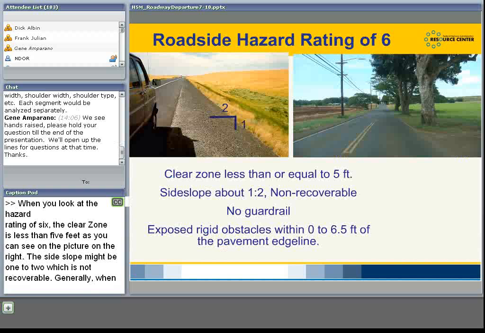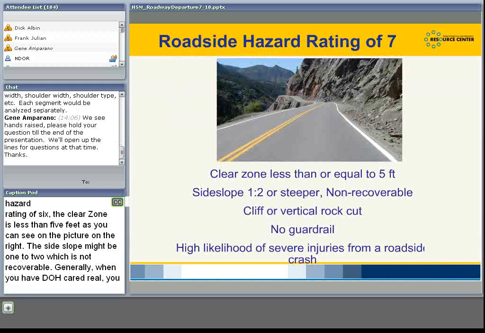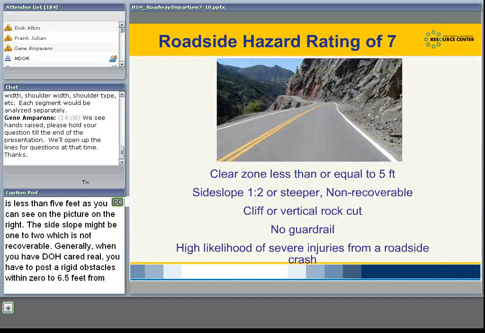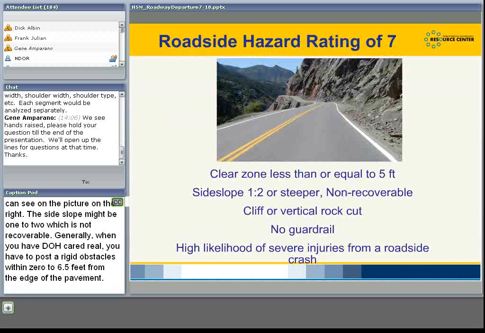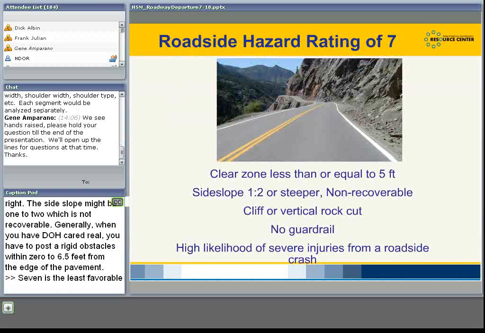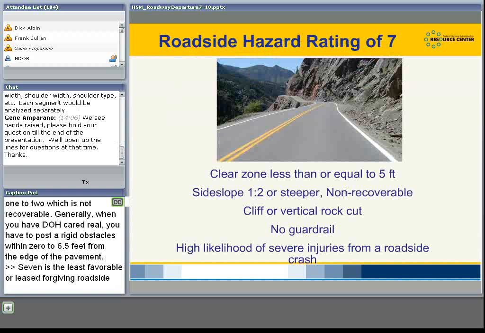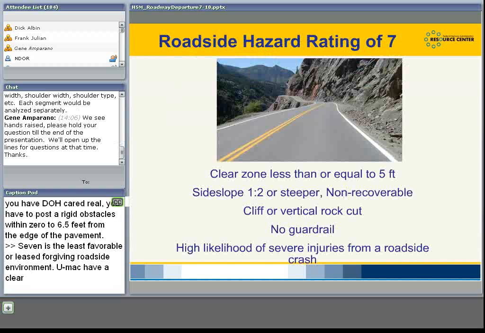When you look at a hazard rating of 6 now, the clear zone is generally less than 5 feet, as you can see on the picture to the right. The side slope might be about 1 to 2, which is generally not recoverable. Generally, you don't have guardrail, and you might have exposed rigid obstacles within 6.5 feet of the edge of the pavement.